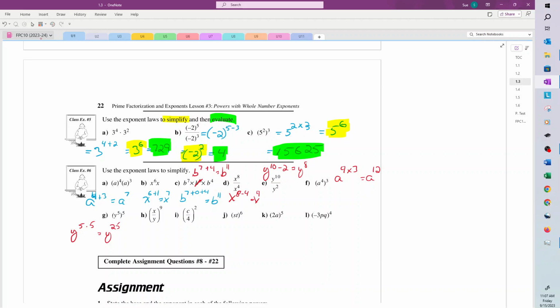Next row, this is going to be y to the 5 times 5, which is y to the 25. When I've got a fraction, I apply the exponent to both. So this is x to the 9 over y to the 9. This is going to be c squared over 4 squared.